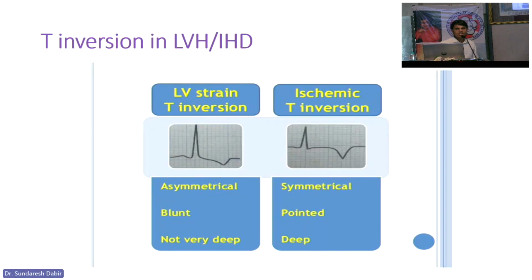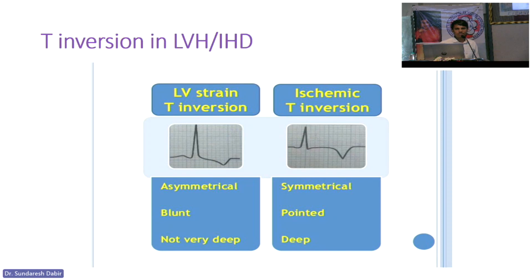So, the T inversion in LVH versus IHD. Dr. Gyan already described it. In the LV strain pattern, there is asymmetrical T inversion that is blunt and not very deep. In ischemic heart disease, there is a symmetrical, pointed, and very deep T inversion.